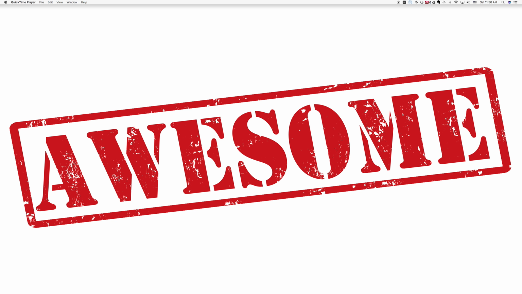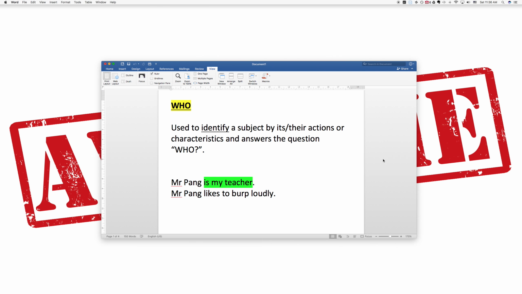Alright, let's get started. As you will remember, we have covered 4 synthesis items in units 7, 8, 9, and 10. I will begin with the unit 7 synthesis item, who. As you can see, who is used to identify a subject by its or their actions or characteristics. It answers the simple question of who. So the action is linked to a subject. It's important to identify the subject.